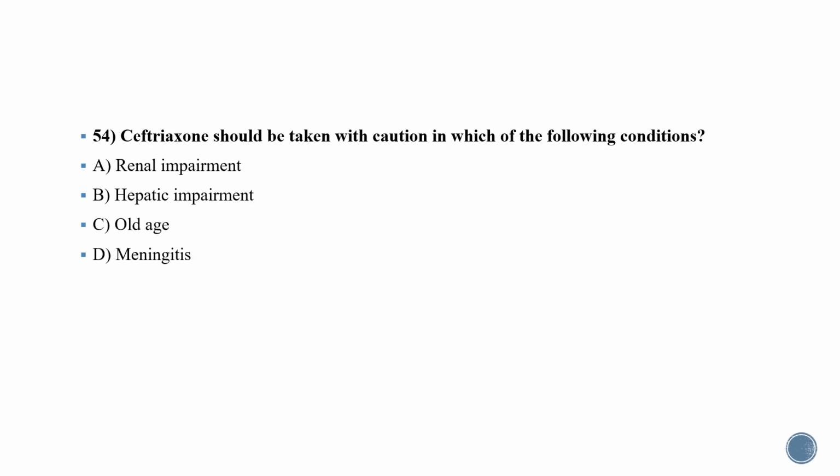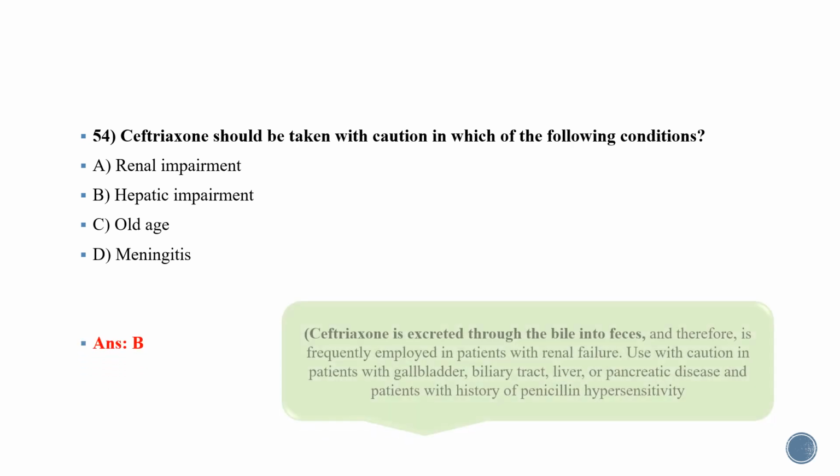Next question. Ceftriaxone should be taken with caution in which of the following conditions? The options are renal impairment, hepatic impairment, old age, and meningitis. So ceftriaxone is a third generation cephalosporin. This drug has the longest half-life of any cephalosporins, that is 6 to 8 hours, which permits once a day dosing. High levels of the drug can be achieved in blood and CSF, so it is used in the treatment of meningitis. Here the correct answer is option B, that is hepatic impairment.